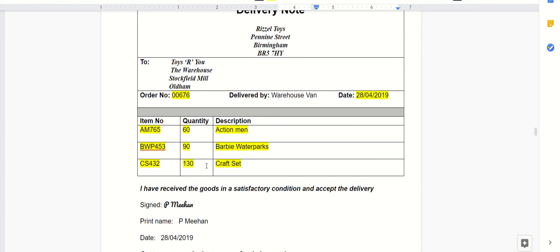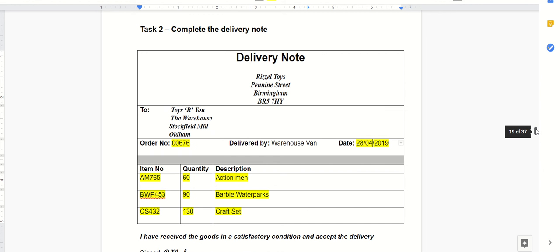They have put down the item number, the quantity, and the description. They've put the order number, which is the purchase order that was sent to them, and they've put the date of delivery. And then I've made up some details there. Obviously, put the date of delivery down again. So that again is a really straightforward one. I think you probably only get about 2 or 3 marks for a delivery note question.